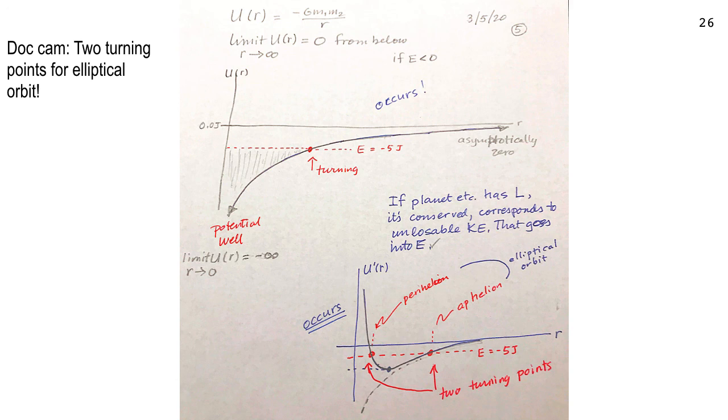If you're plunging straight into the sun, straight in, right on a radial path, do you have any angular momentum? No, you don't. So here's the cool part. If the planet, etc., has some L, some angular momentum, it's conserved. And it corresponds to some unlosable kinetic energy. All right?